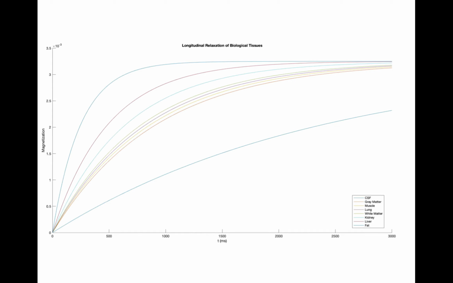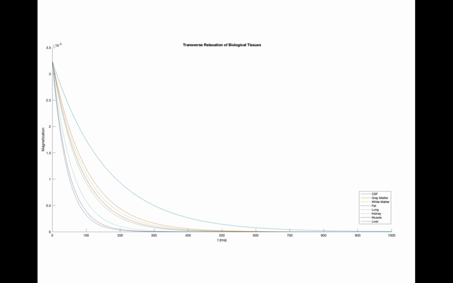This plot is for the longitudinal relaxation of different tissues. When we observe the results of the longitudinal relaxation, we see that the CSF has the fastest rise and reaches the highest possible signal amplitude before the other tissues, whereas fat tissue has the slowest rise compared to others. All the tissues grow exponentially as expected and reach a steady state value after a certain amount of time.